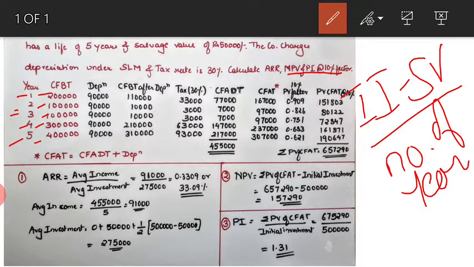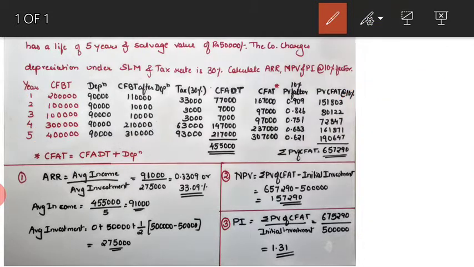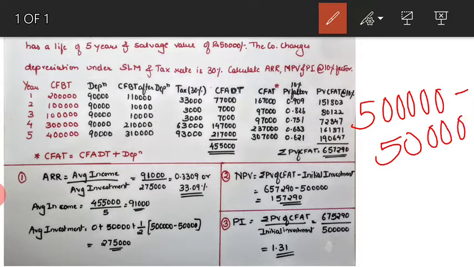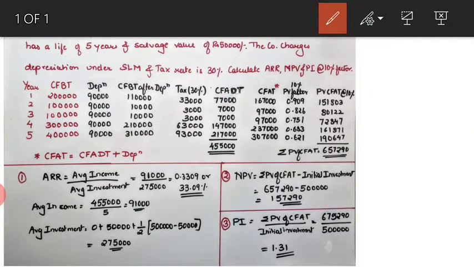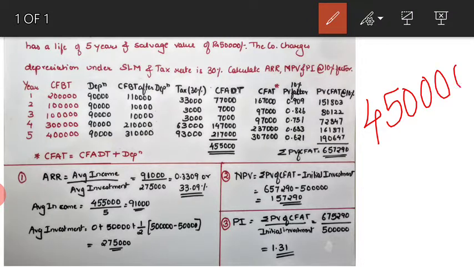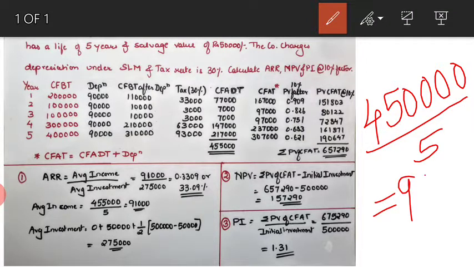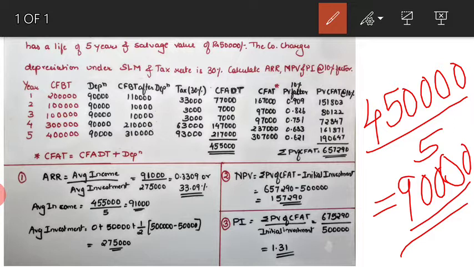So what is the initial investment here? It is 5 lakhs. Okay, I'll just erase this off. Initial investment is 5 lakhs minus salvage value, that is 50,000, divided by number of years. Now how many number of years? The life of the asset is 5 years. So 5 lakh minus 50,000 is 4 lakh 50,000, and 4 lakh 50,000 divided by 5 gives you 90,000, and it is straight line method, means every year the depreciation would be 90,000. I hope you're clear with this calculation of depreciation.